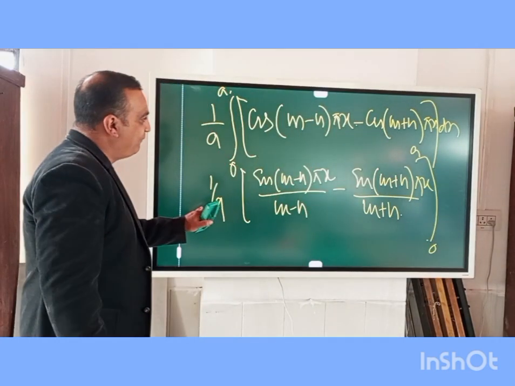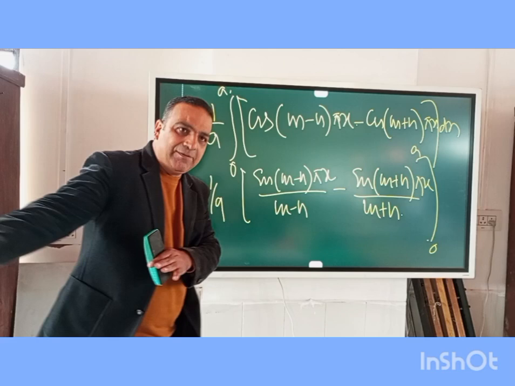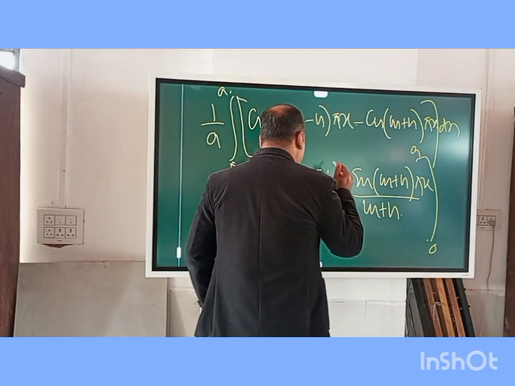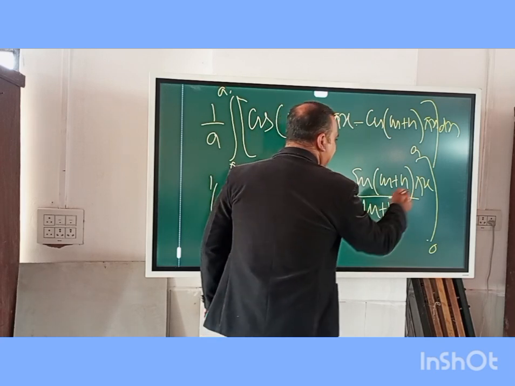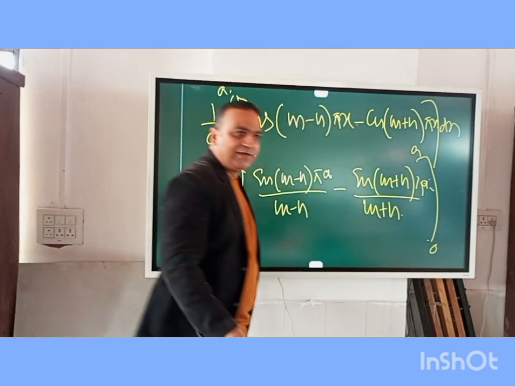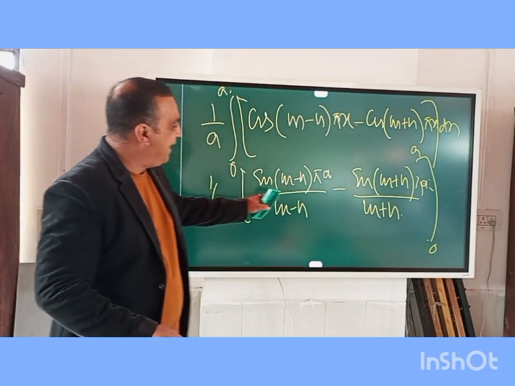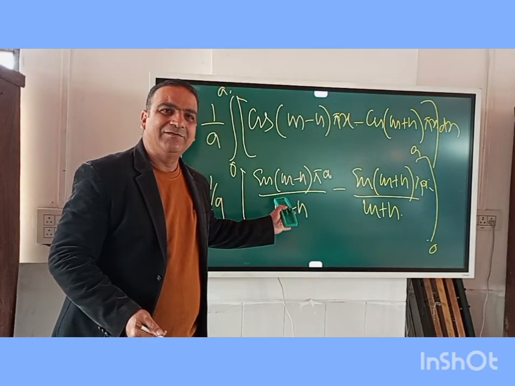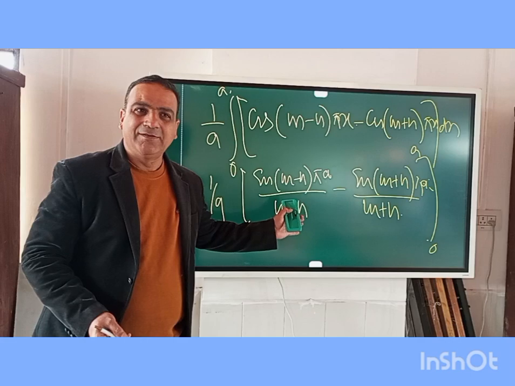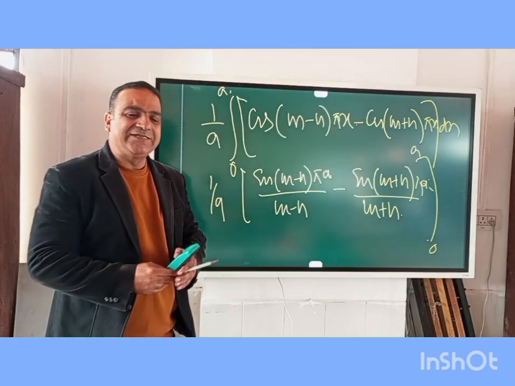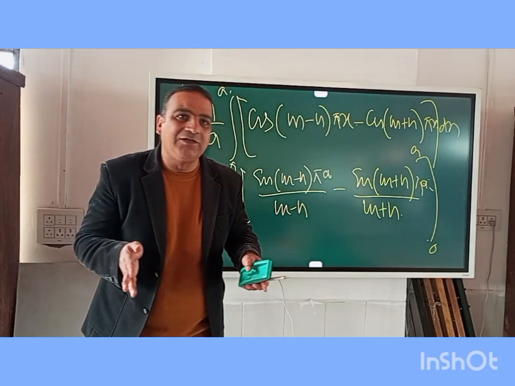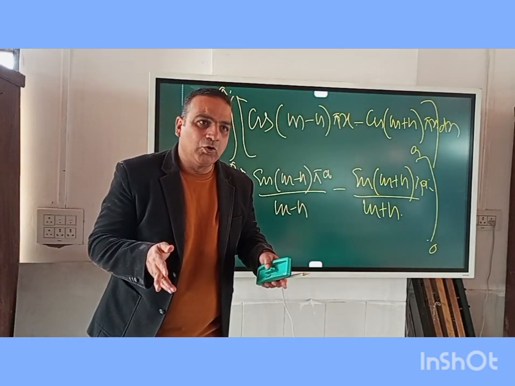When you use the limits, the lower limit will give you 0. The upper limit will give you, instead of x, a. Once you give the limits, clear? You will have a. Now you can see its value is 0. Right? Sine of n pi is 0. So what does that mean? That means you have proved that the wave functions are orthogonal to each other.